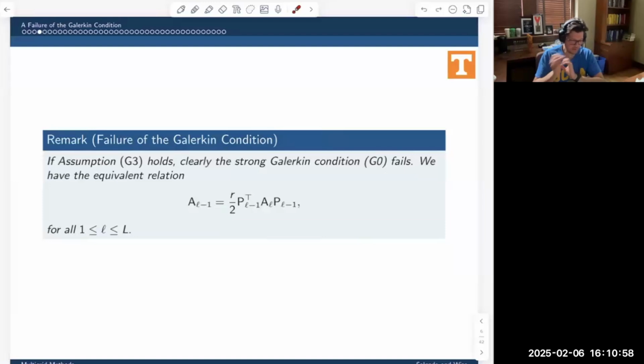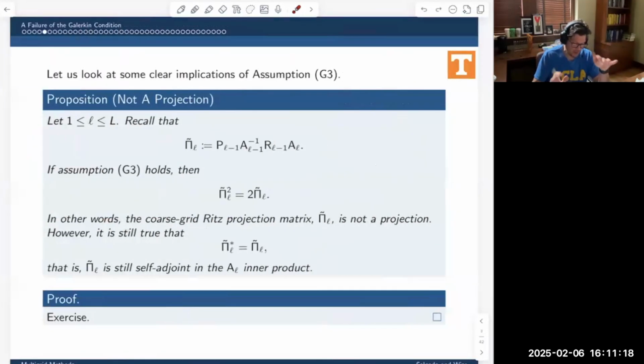Well, if those two conditions on the previous page hold, we said A_{L-1} is equal to r over 2 P_{L-1} transpose A_L P_{L-1}. Remember, again, when the standard Galerkin condition held, this constant out front had to be a 1. It's no longer 1. We talked about the fact that if assumption G0 fails, but G3 holds, the scaled Galerkin condition, then our coarse grid Ritz projection matrix is no longer a projection matrix. It's an almost projection matrix in that sense.